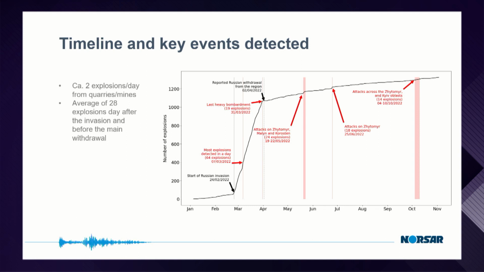7th of March, we detected the most amount of explosions, so 64 explosions in a single day. We saw the last heavy bombardment on the 31st of March, and then what was reported as the Russian withdrawal a few days later. But there was a time period where pretty much all explosions had stopped before the withdrawal. And then we see these targeted attacks on certain towns and provinces, so on Zhytomyr, on the town of Marlin, and on Korostan, and we see that going forward.